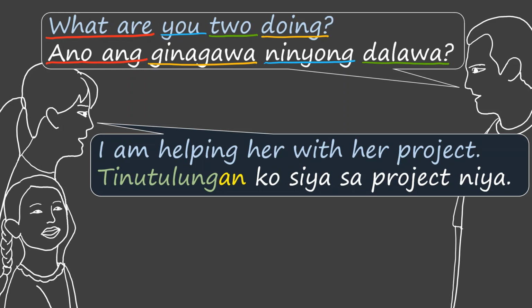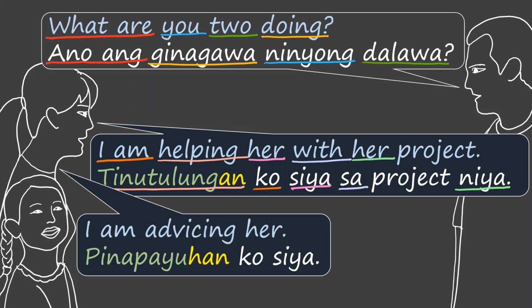I am helping her with her project. Tinutulungan ko siya sa project niya. I am, ko. Again, the action belongs to her, so we use ko, which is actually my. Helping, tinutulungan. Her, siya. With, sa. And her, the possessive form because she owns the project, is niya.